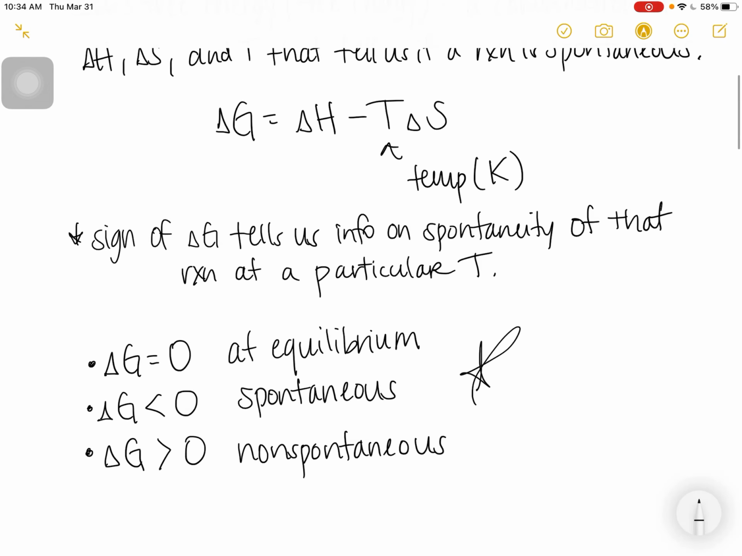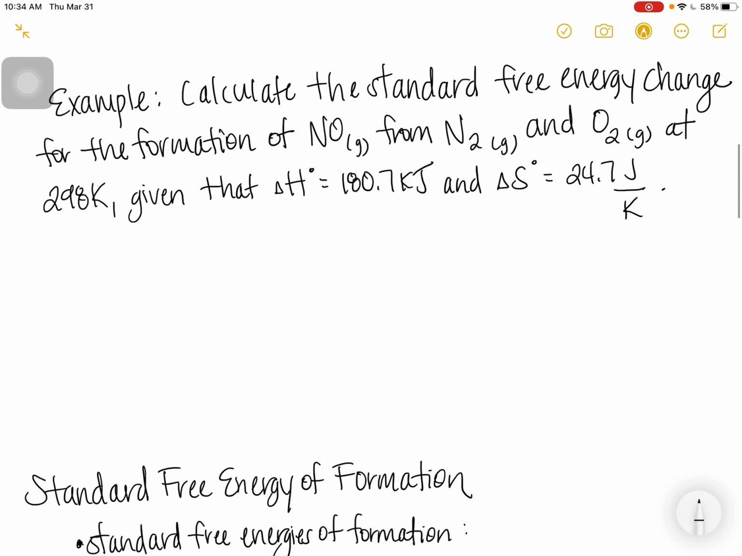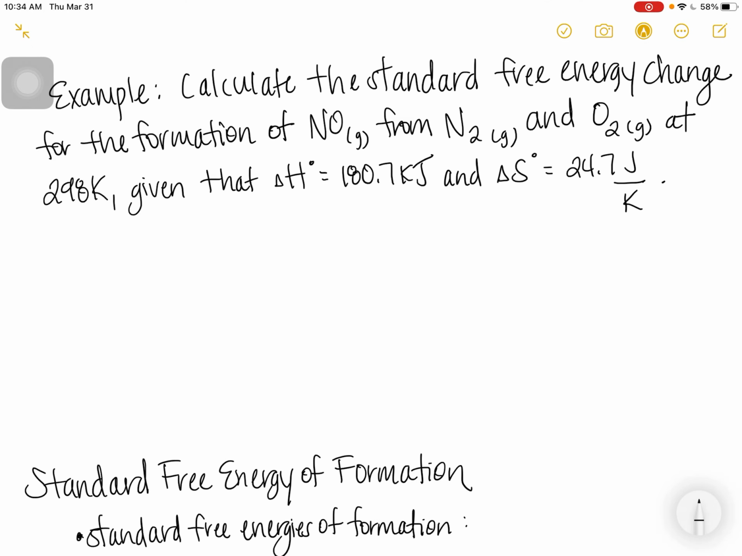So from here, we're going to revisit this formula that we just learned, and we're just going to see that we can calculate delta G if we're given the other three pieces of information. So calculate the standard free energy change for the formation of NO from N2 and O2 at 298 Kelvin, given delta S and delta H. Okay, so really this is just plugging the numbers in.